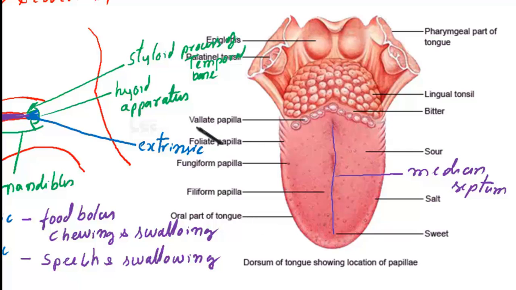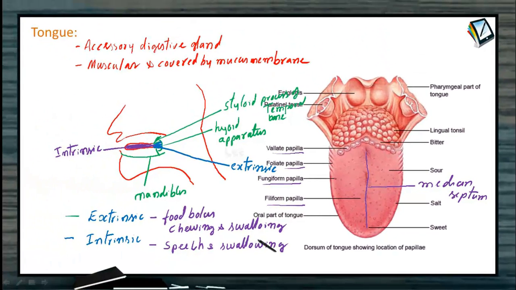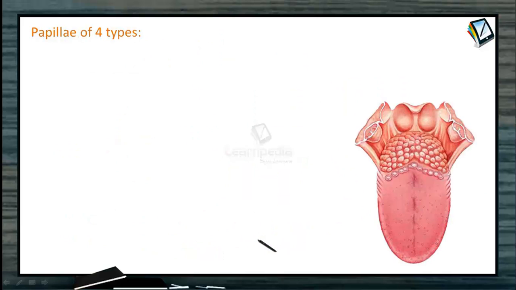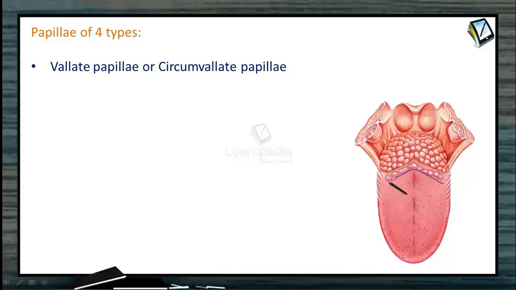Wall-like papillae are called vallate papillae. Then foliate papillae, fungiform papillae, and filiform papillae. Let us see their distribution on the tongue. First, vallate papillae. Vallate papillae are arranged in the form of a V shape. Of all papillae, these are the largest papillae. Nearly 8 to 12 papillae are present. Each papilla contains nearly 100 taste buds.